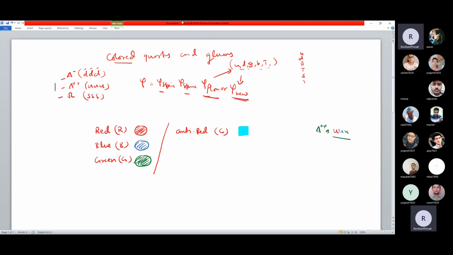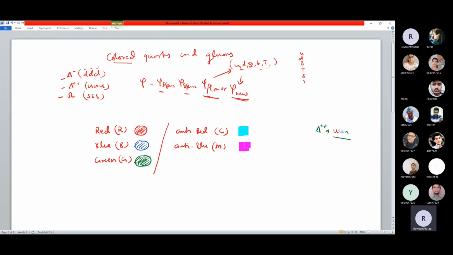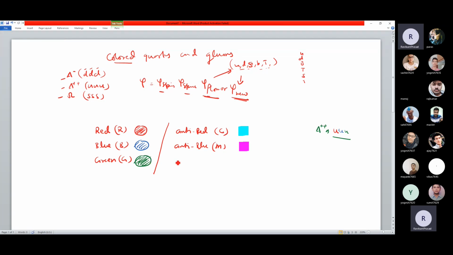Then you have the anti-blue, and that anti-blue is M, that is magenta. So magenta is this one. Okay, now we have the third one, which is anti-green, and that is used as Y, which is yellow. Okay, yellow is not seen. Yes, yellow.